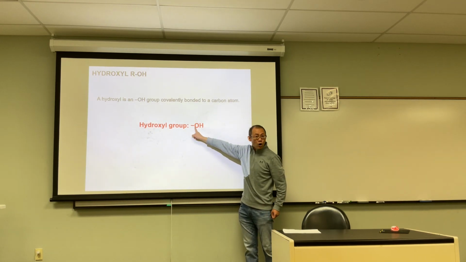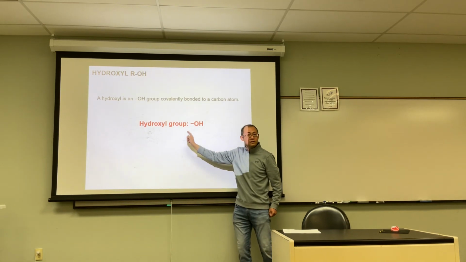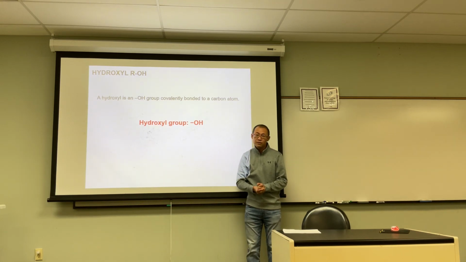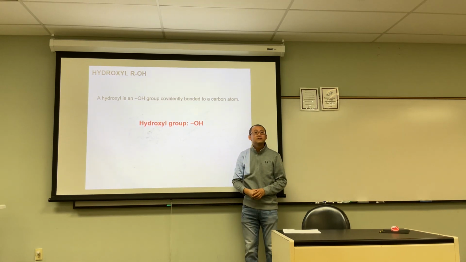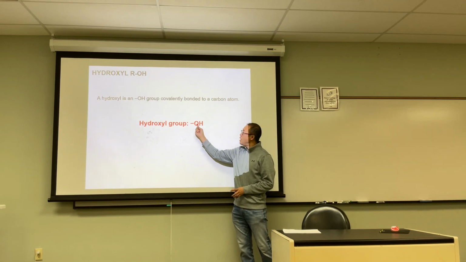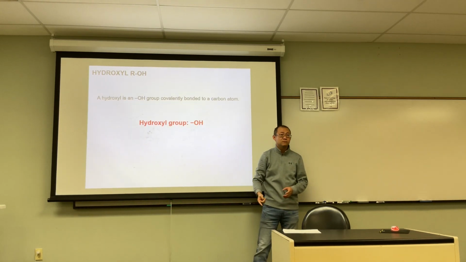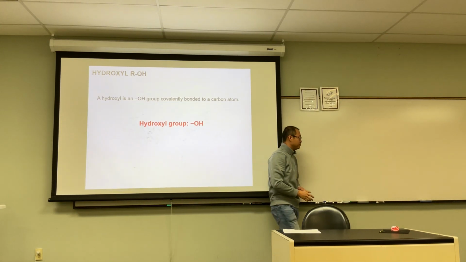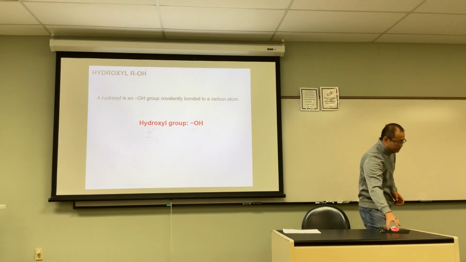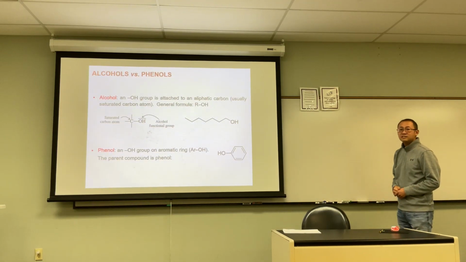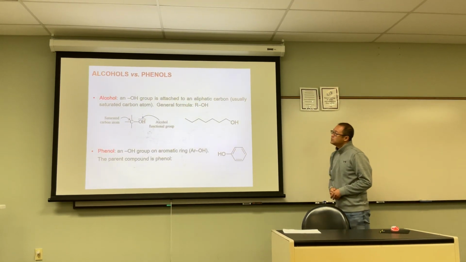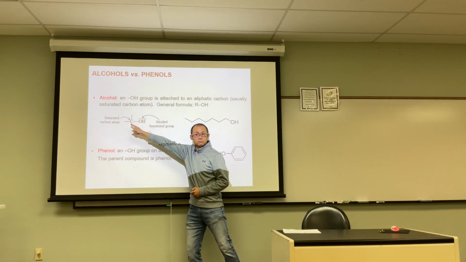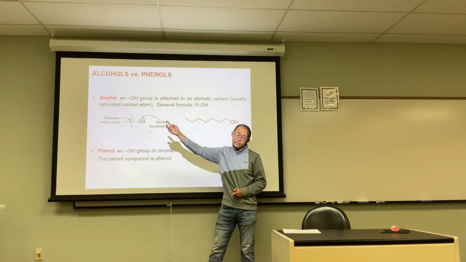That means the O has to bind with another atom, a C. Remember, an organic molecule is always built on carbons. So the OH is bonded to a carbon. That's where the single bonds are: one is with the carbon, and the other is with hydrogen. That group we call a hydroxyl group. Now, it depends on what type of carbon the OH is attached to.